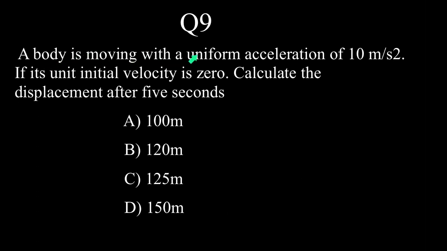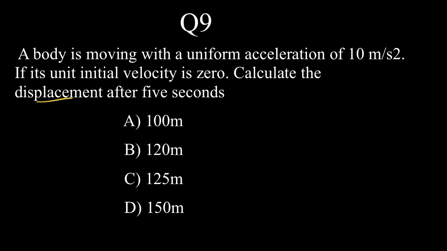A body is moving with uniform acceleration of 10 meter per second square. If its initial velocity is 0, calculate the displacement after 5 seconds. See, ideally this question should have come up in the first or the second serial number, but somehow it came to question number 9. Apologies for that. Right, so very straightforward question.